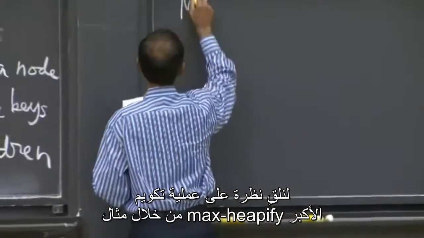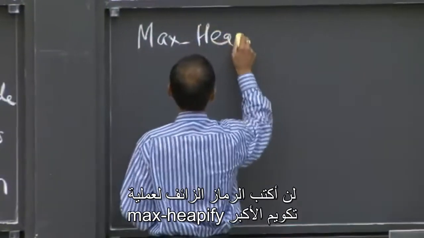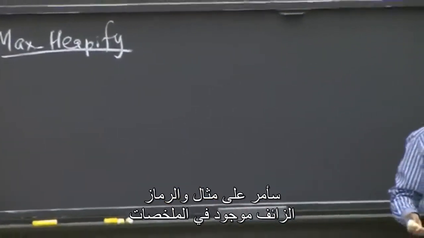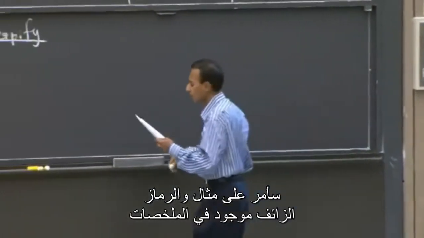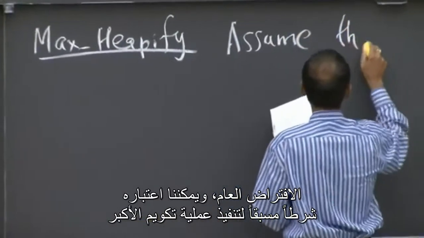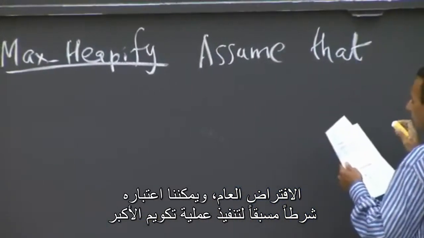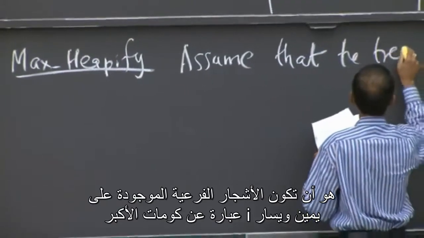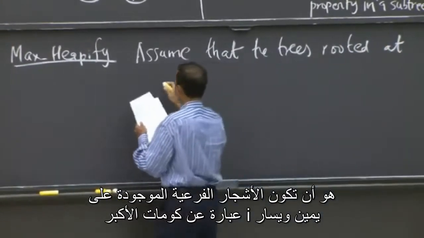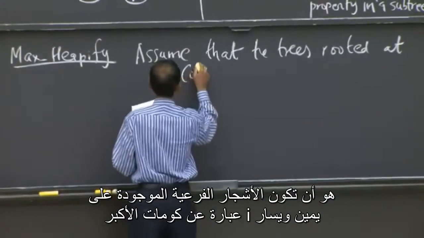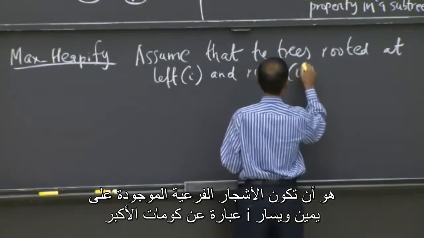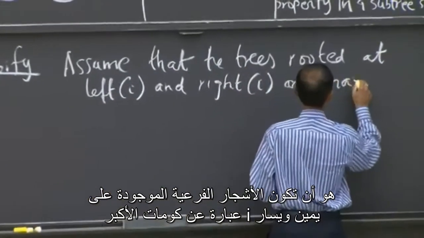So let's take a look at max heapify using an example. I'm not going to write pseudocode for max heapify, I'll run through an example, and the pseudocode is in the notes. The big assumption, and you can think of this as a precondition for running max heapify, is that the trees rooted at left i and right i are max heaps.